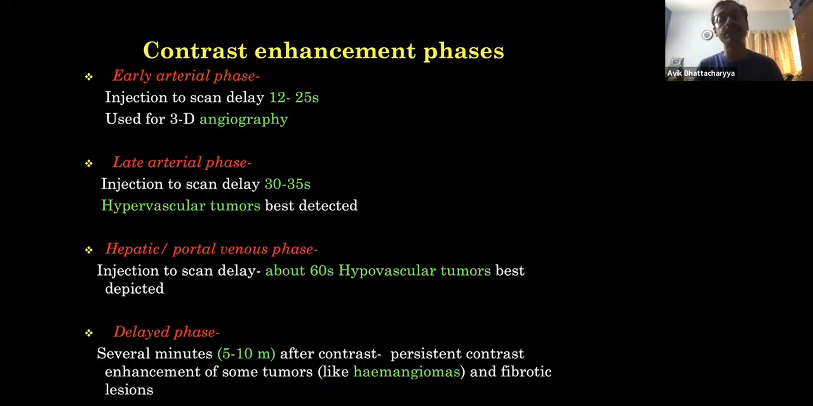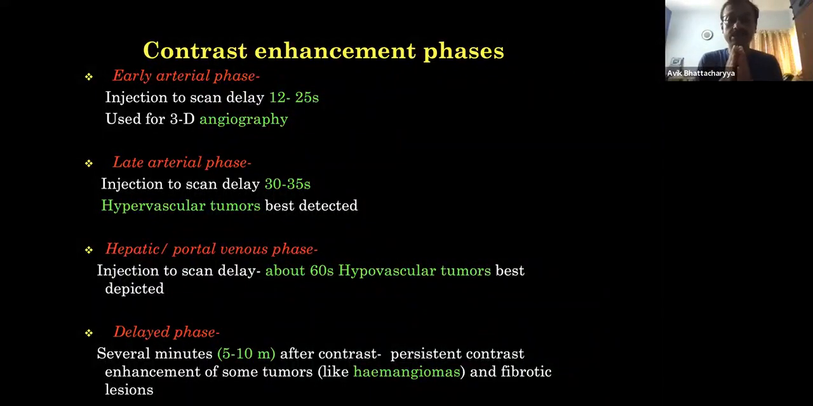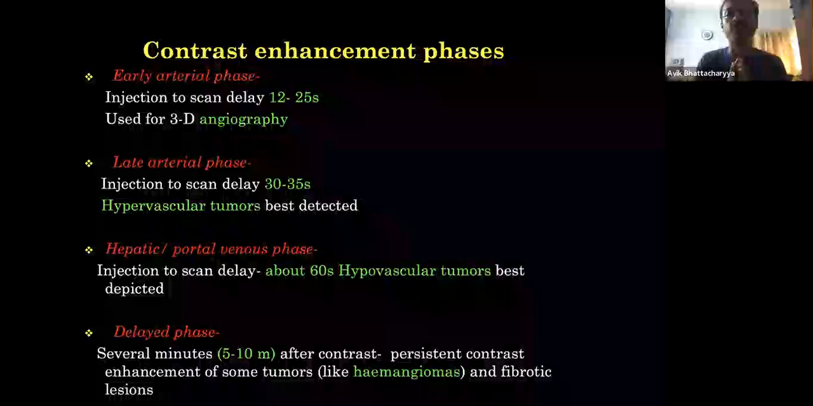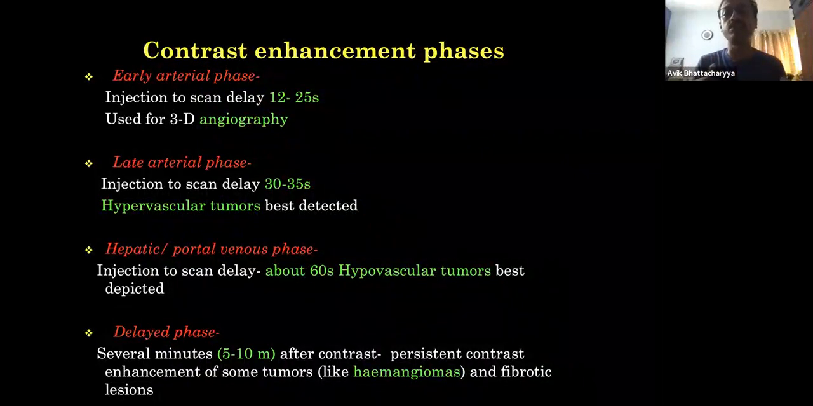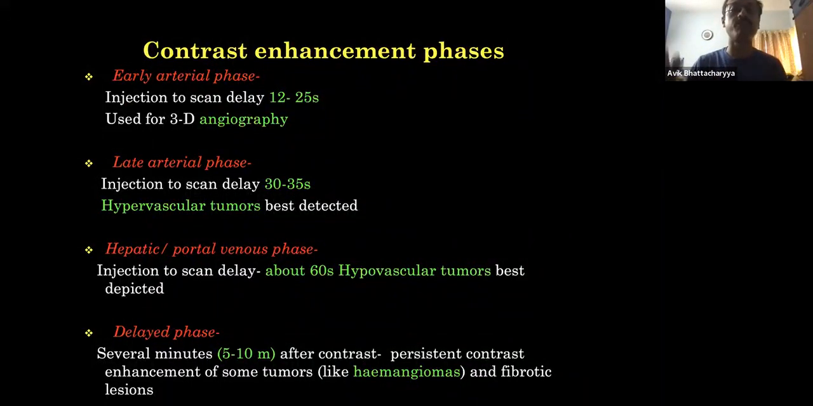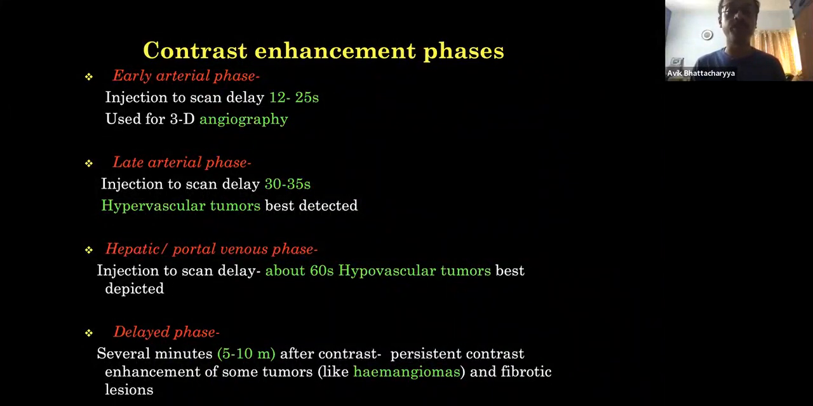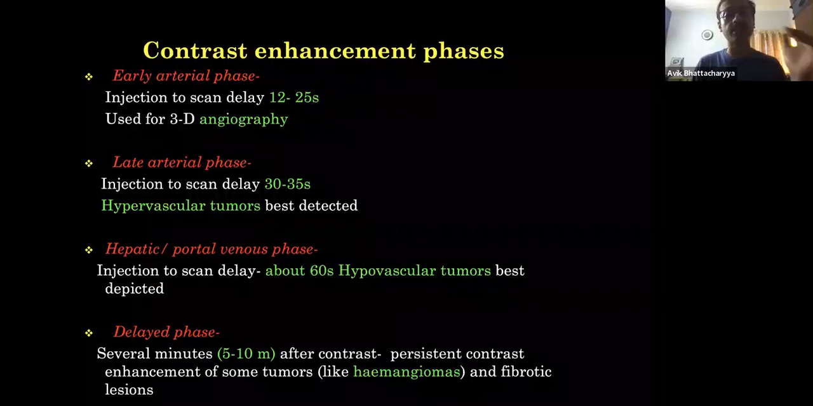That means already at that point in time, we are giving the patient contrast. From the starting point of injection, we have started counting the seconds, and after starting the contrast injection, after 15 seconds we start having our study, the early arterial phase. This is very important. It's not that I give 80 ml of contrast and then start counting 15 seconds. No, when I start giving contrast, I start counting.